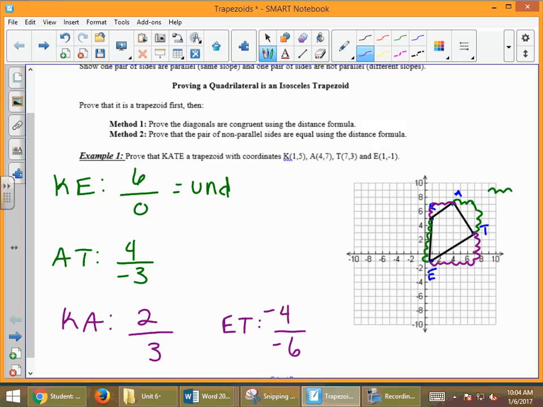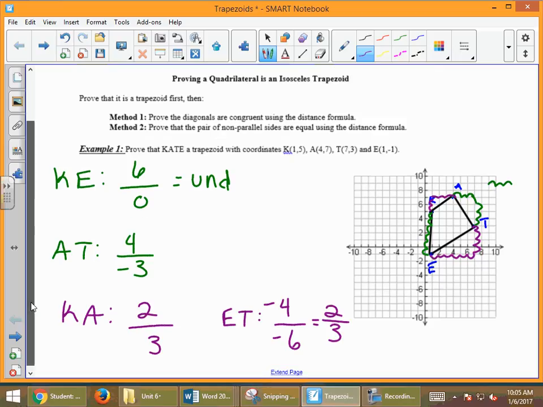What must we always do with fractions? Always simplify. So you might be thinking these slopes are the same, but when we simplify them, what does negative 4 over negative 6 simplify down to? 2/3. Right? Are those slopes the same? Yeah. So is this a trapezoid?